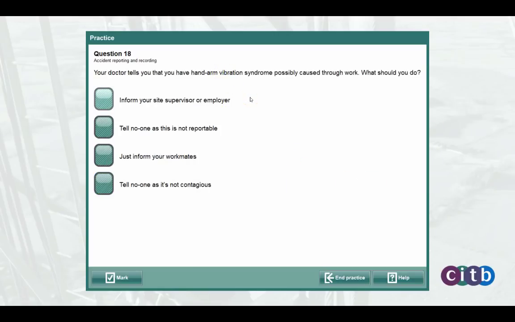Your doctor tells you that you have hand-arm vibration syndrome, possibly caused through work. What should you do? Inform your site supervisor or employer. Tell no one, as this is not reportable. Just inform your workmates. Tell no one, as it's not contagious.